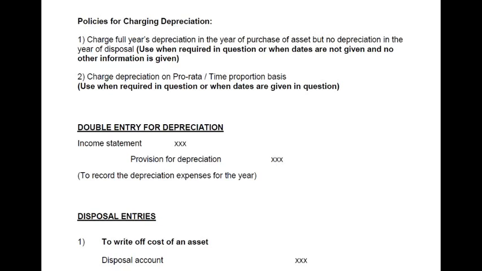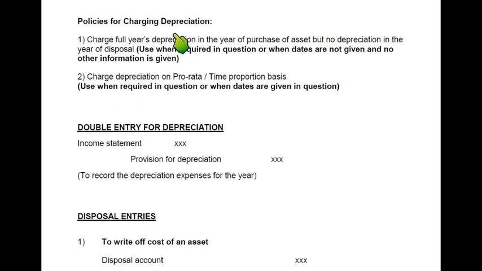No, you do not have a choice. The examination question sometimes specifically mentions the policy that we need to use, whether it is full year policy or month-wise policy. But if the examiner does not mention the policy, then we have to see if the dates of purchase, acquisition or disposal of the asset are given. If the dates are given, then we'll always be using the month-wise policy, that is time proportion.